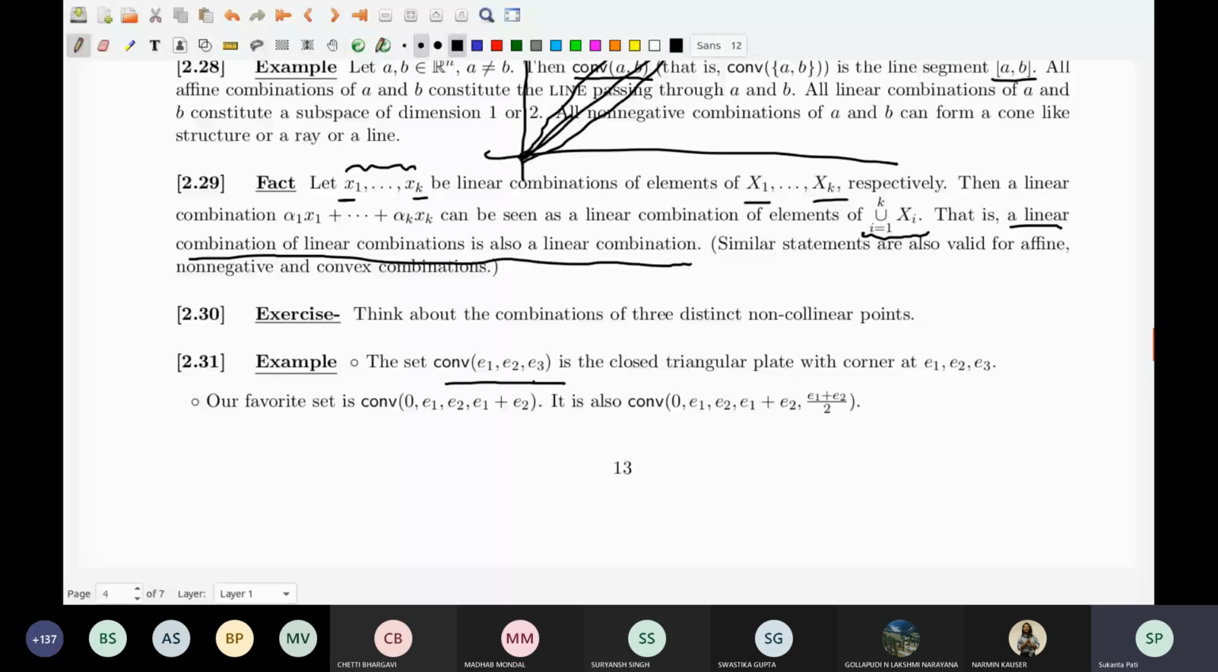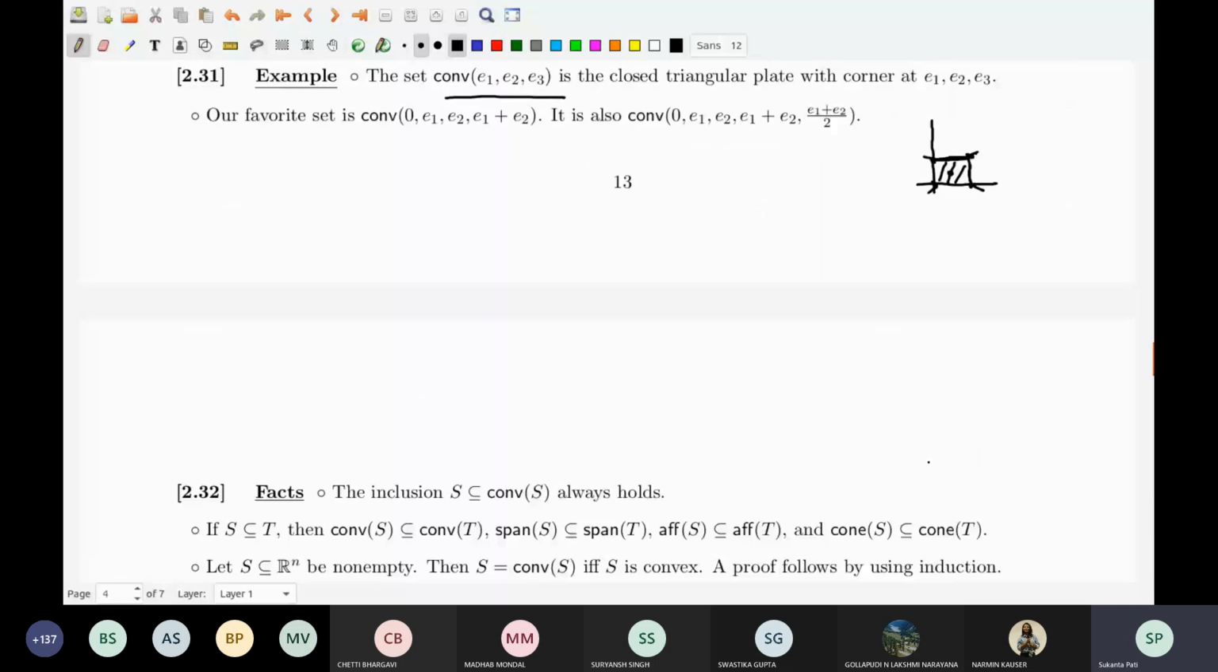What is our set? Our favorite set. Remember our favorite set, it is on R2, and it is the convex hull of 0, E1, E2, and E1 plus E2. You can also call it the convex hull of 0, E1, E2, E1 plus E2, and (E1 plus E2) by 2, that is this point, the middle point. If you take the convex hull of these five points also, you will get the same set.